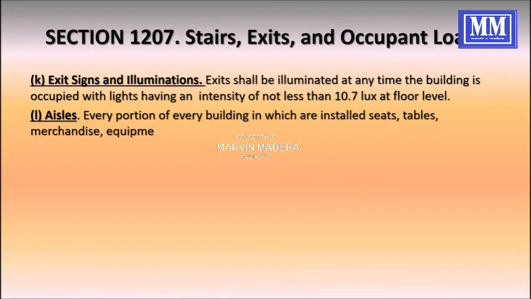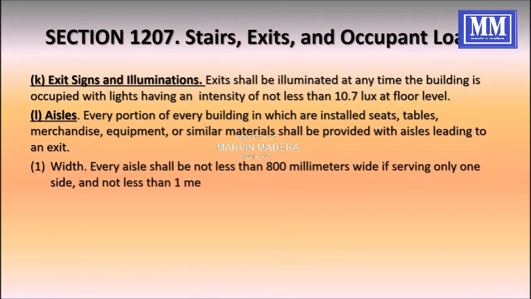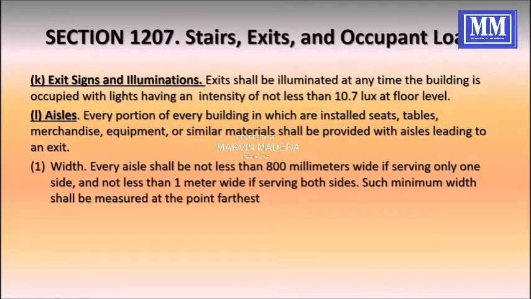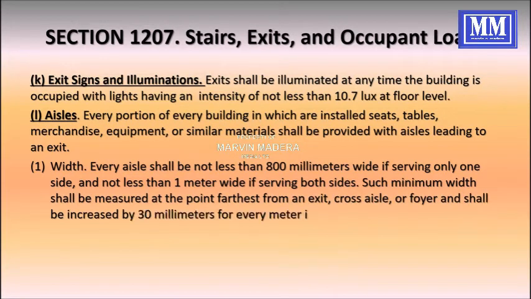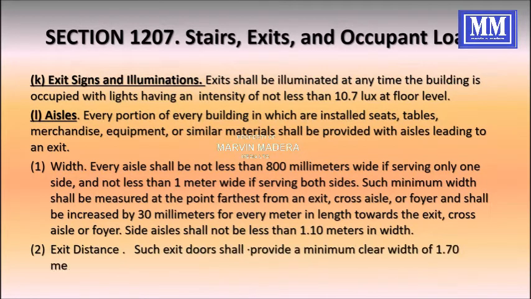Aisles. Every portion of the building in which are installed seats, tables, merchandise, equipment, or similar materials shall be provided with aisles leading to the exit. The width of every aisle shall not be less than 800 millimeters wide if serving only one side and not less than 1 meter wide if serving both sides.